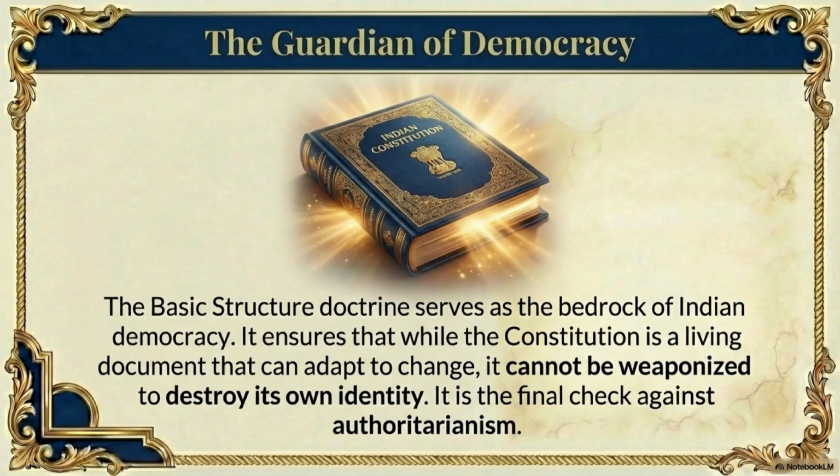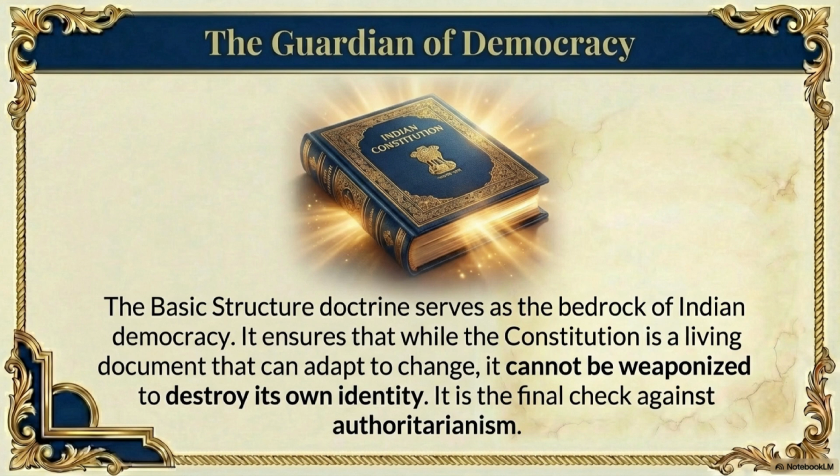It's inferred, not written. So here's the question for you, the listener, to mull over. In a democracy, we usually think the elected representatives, the parliament, should have the final say because they represent the people. But here we have a doctrine created by unelected judges that limits what the elected representatives can do. It raises a fascinating philosophical tension. Who should be supreme? The elected representatives or the unelected judges who interpret the text?